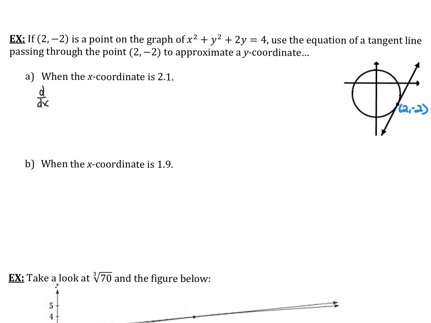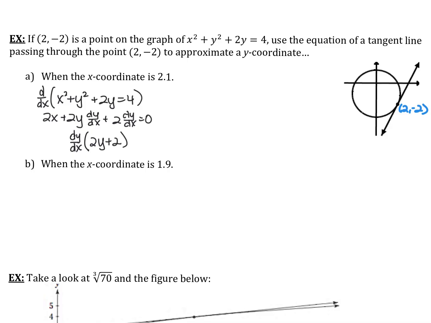So the derivative with respect to x of this function x squared plus y squared plus 2y equals 4. And certainly you could try to solve for y. I think implicit differentiation would be much easier here. So we would get 2x plus 2y dy/dx plus 2 dy/dx equals 0. My goal is to find the derivative because I need to write that tangent line approximation, so I need to find a slope. So I'm going to combine my dy/dx's. So we would get dy/dx times (2y plus 2), and I'm going to subtract the 2x.